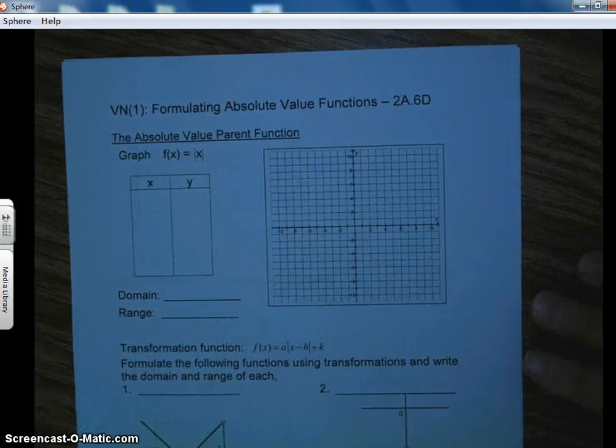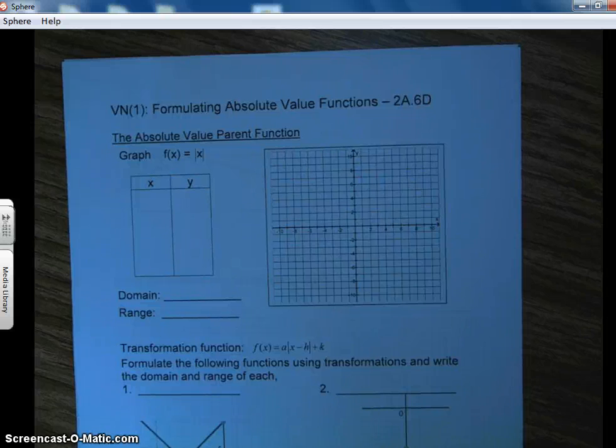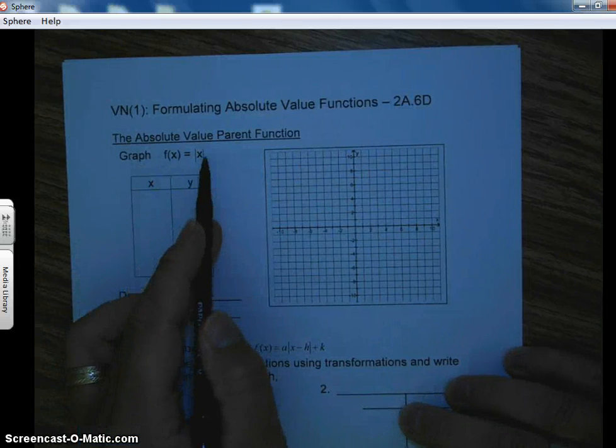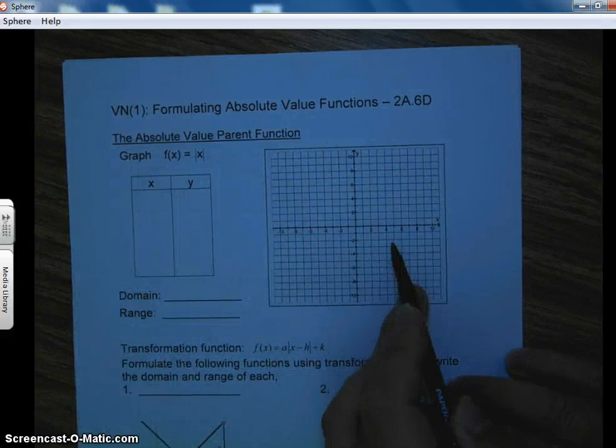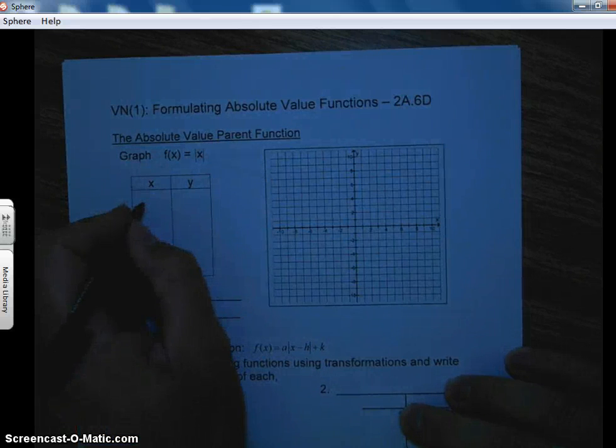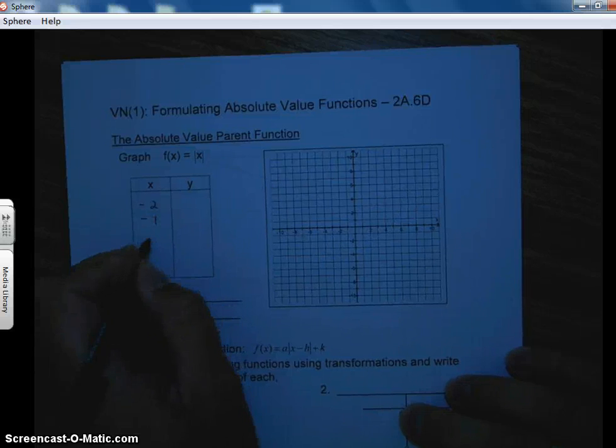Okay, so we're looking at formulating absolute value functions. Now, we kind of did this in class together, so I'm going to go through this quickly. We're going to go ahead and graph the absolute value of x using a table and a graph and write the domain and range. So real quick, let's just pick a few points to plug in.